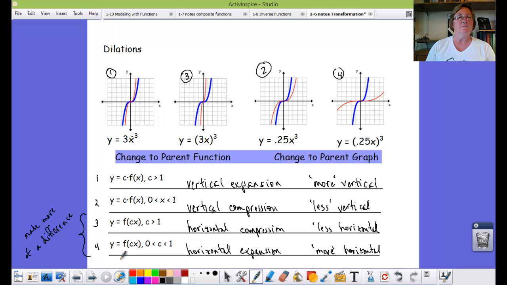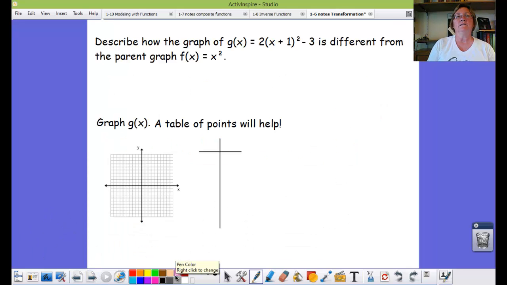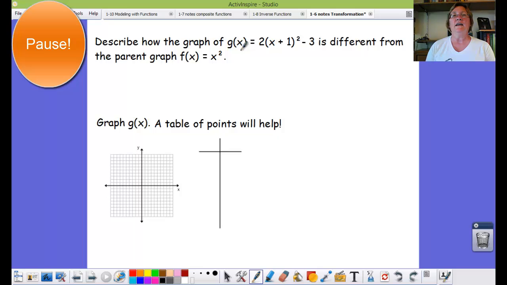Okay, let's see if we can apply. So I'd like you to take a look at this. If we consider the parent function parabola, f of x equals x squared, and this transformation of that function, where, well, I want you to describe what's happening to this. In fact, I'd love it if you would pause the video and just write in words how the G graph will be different than the F graph.